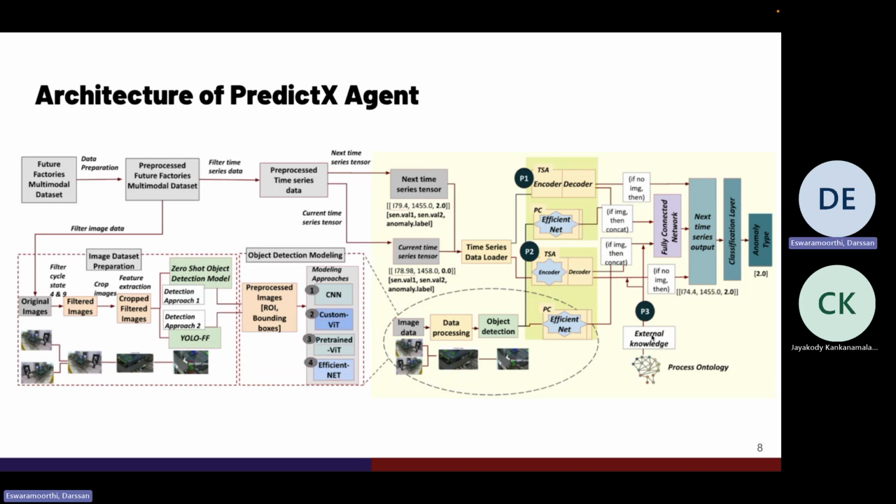By combining neural prediction with symbolic reasoning, PredictX helps operators not just react faster, but understand why a failure is about to happen, enabling faster, more confident interventions.